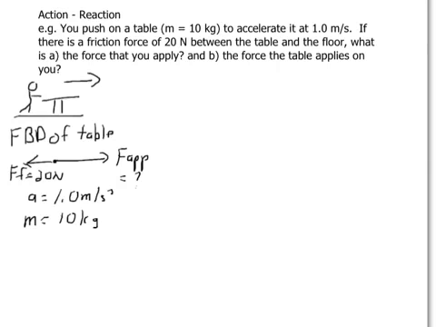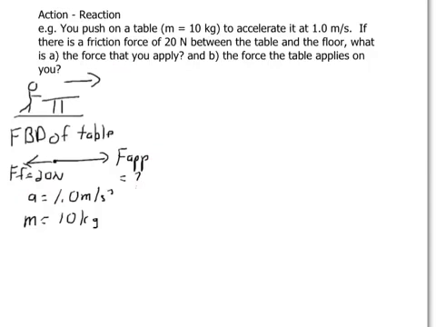In this example, you are pushing on a table towards the right, and you're accelerating the table at 1 meter per second squared, and the table is 10 kilograms. There is a friction force of 20 newtons to the left, and we're figuring out what is the applied force that you apply on the table. So here is a real life diagram, and here's a free body diagram.